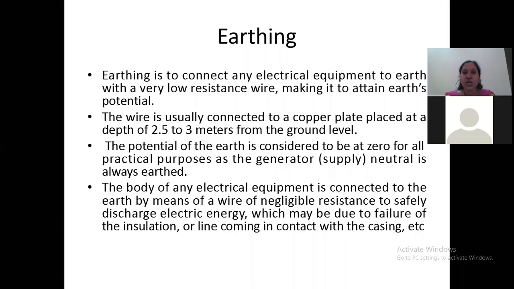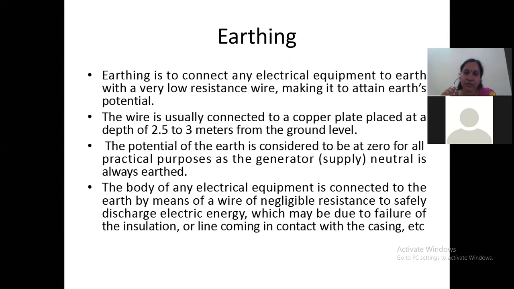Earthing is to connect any electrical equipment to earth with a very low resistance wire, making it attain earth's potential. The wire is usually connected to a copper plate placed at a depth of 2.5 to 3 meters. For each and every equipment, we are not going to give the earthing. For the entire house, we are going to give an earthing line, and that line is being connected to the ground of all the cables.